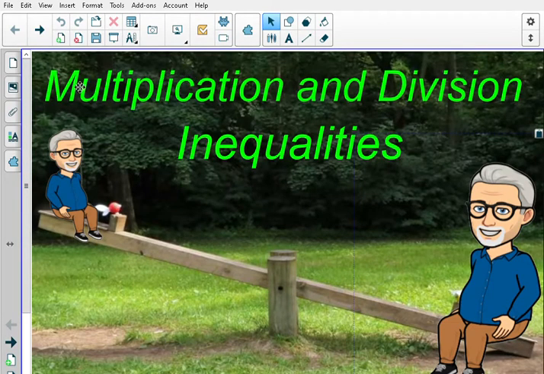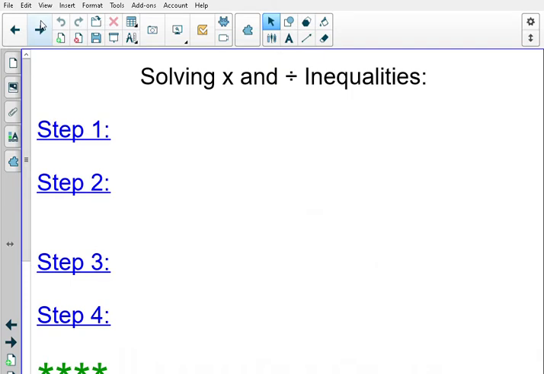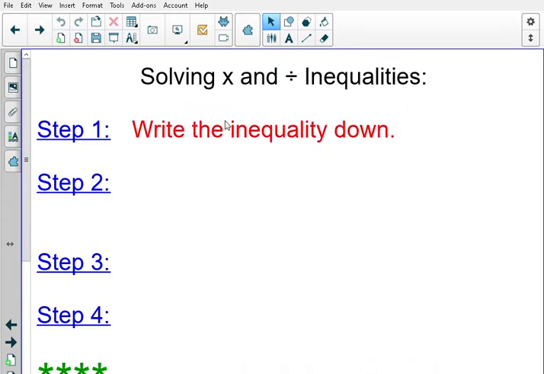All right, today we're going to talk about multiplication and division inequalities. So let's just take a look at the steps for solving these. Step number one, as always, is to write it down. So step number one is to write the inequality down.